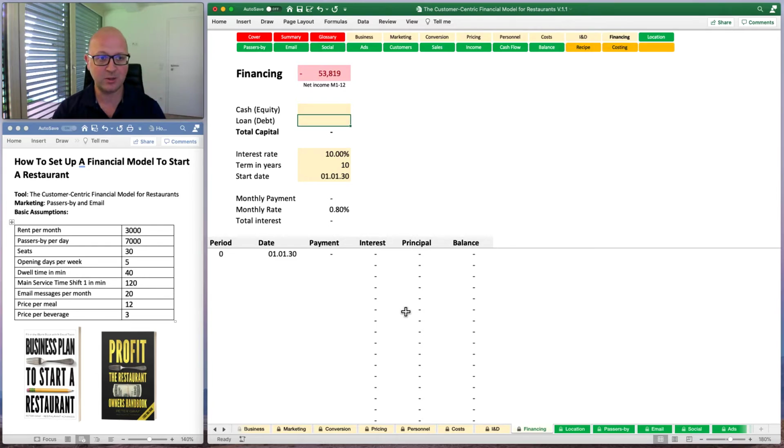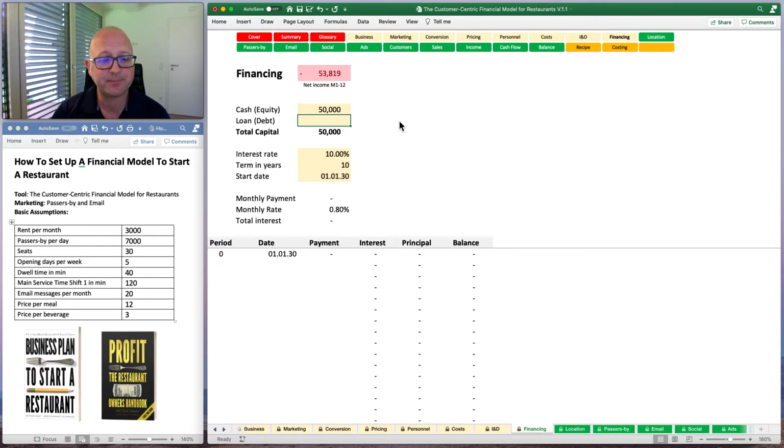Okay, let's move on to financing. We need some money to start our restaurant. And yes, you have two financing sources you can consider in this model. One is cash, that's your own equity, the money you already own as a business owner. Let's assume you have $50,000 in cash.